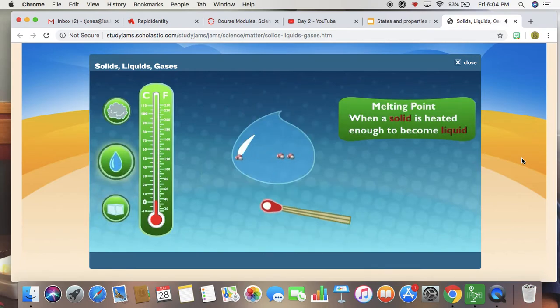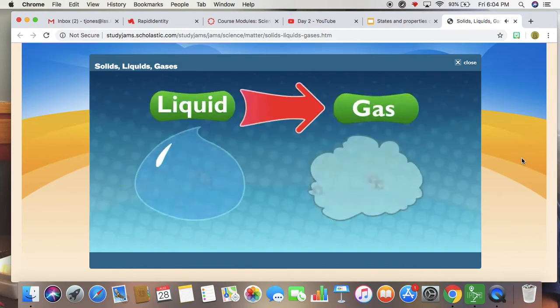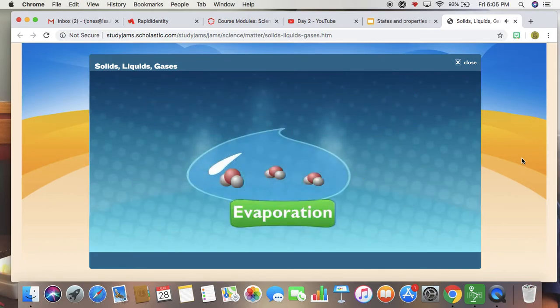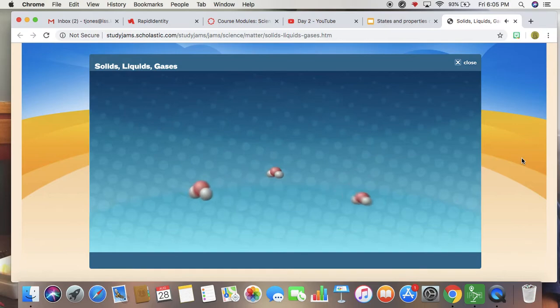If we crank the heat up even more, we'll reach boiling point and send those molecules into a frenzy. And from a liquid to gas. Yeah, and that's called evaporation. Liquid to gas. Evaporation. There they go, moving as far as they can.